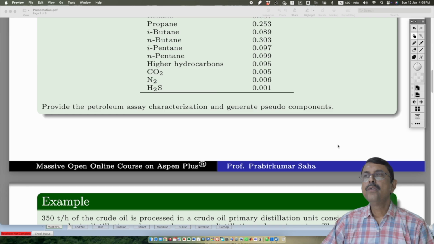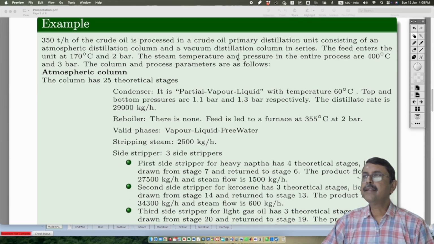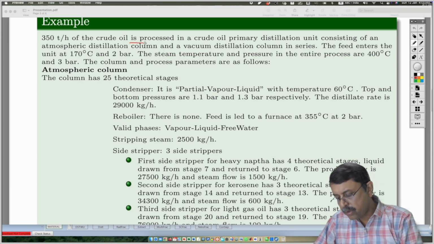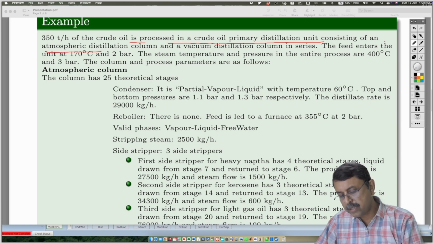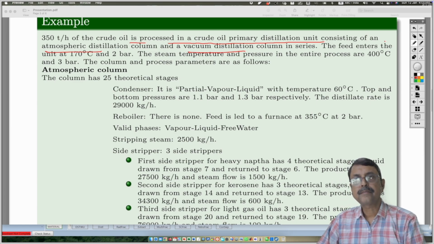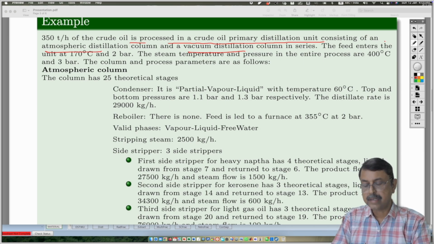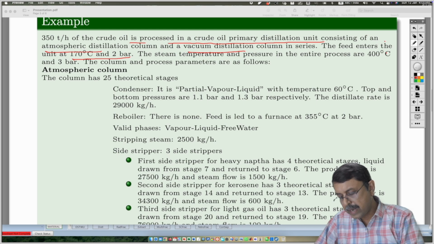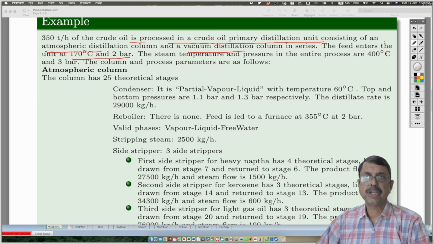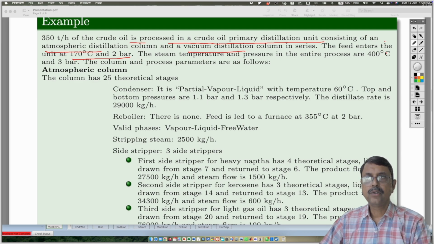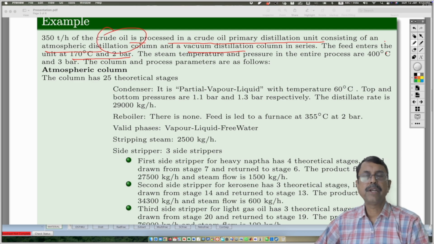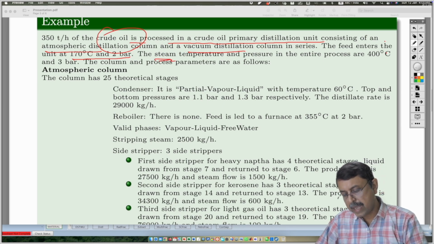And once we do it, we go to the next part of the problem that says that 350 tons of this crude oil is processed in the crude oil primary distillation unit, consisting of an atmospheric distillation column and a vacuum distillation column in series. So both atmospheric column and vacuum distillation column are there. The feed enters the unit at 170 degrees centigrade and 2 bar pressure. Okay, so this is the feed, crude oil. Okay, this is the temperature and pressure of the crude oil. The steam temperature and pressure in the entire process are 400 degrees centigrade and 3 bar respectively.